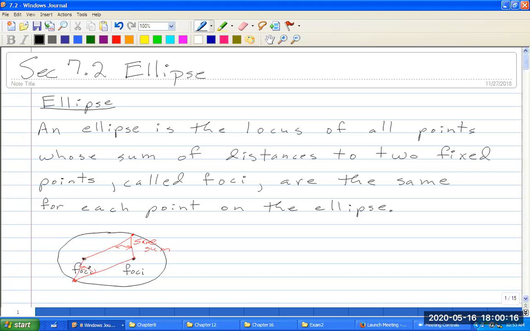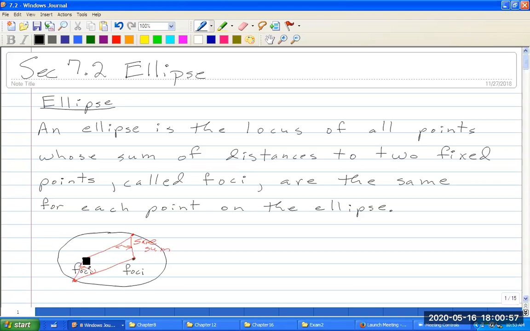So an ellipse is the locus of all points whose sum of distances to two fixed points, called foci, are the same for each point on the ellipse. So this sum, if I take the distance from this focus to this focus, passing through a point, it will always be the same for any point on the ellipse.